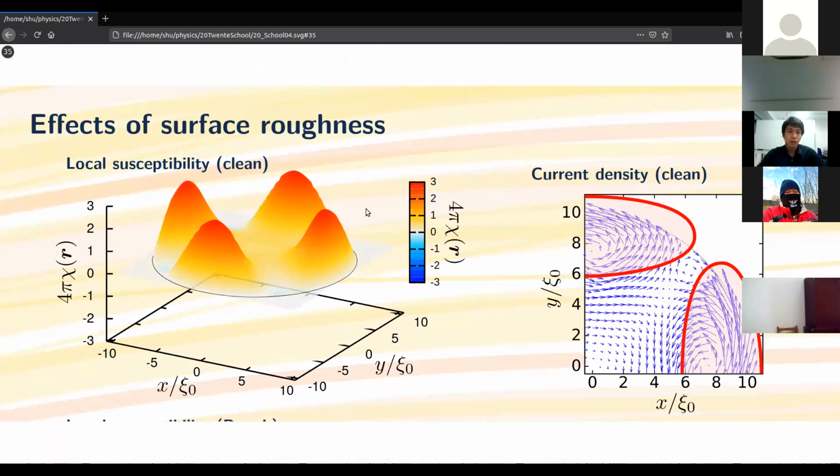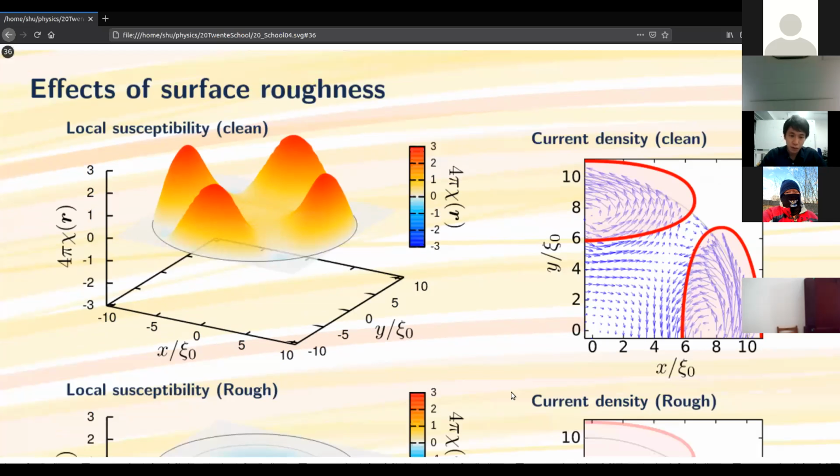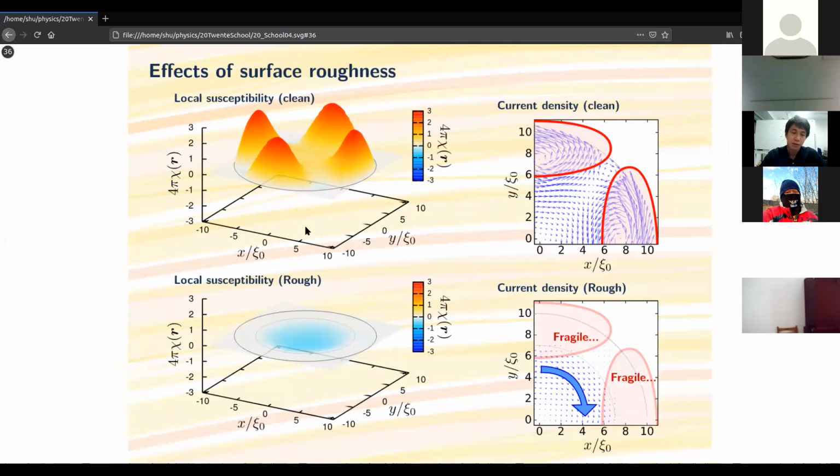So again, this is a result for the clean limit of the D-wave superconductor. At the four surfaces, we can see the paramagnetic response. If we introduce the surface roughness, the paramagnetic response is completely gone. And this is the current density. We can see that the paramagnetic current carried by the P-wave odd frequency pair completely vanishes.